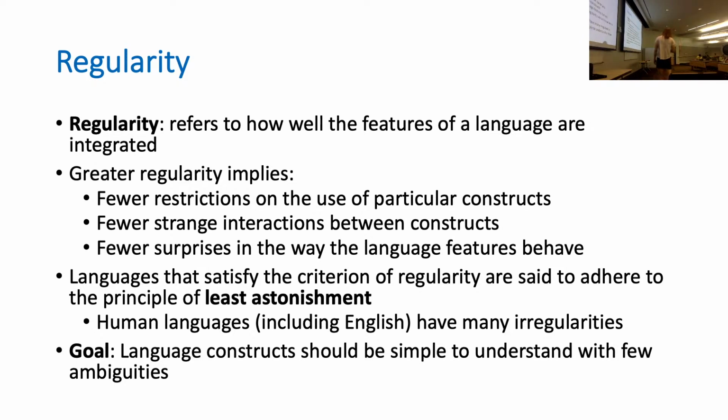The third criteria that we're going to discuss here is regularity, right? Regularity refers to how well the features of a language are integrated with each other, okay? Greater regularity implies that we have fewer restrictions on the use of particular constructs, fewer strange interactions between constructs, and fewer surprises in the way languages behave. Languages that satisfy the criteria of regularity are said to adhere to the principle of least astonishment, right?